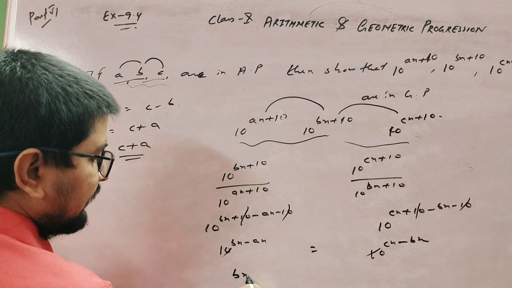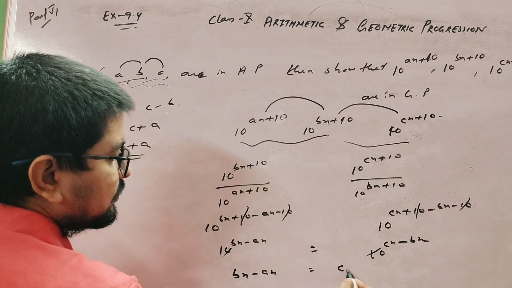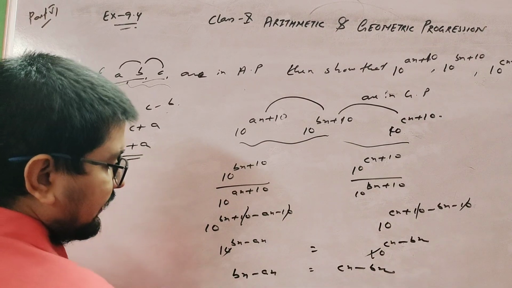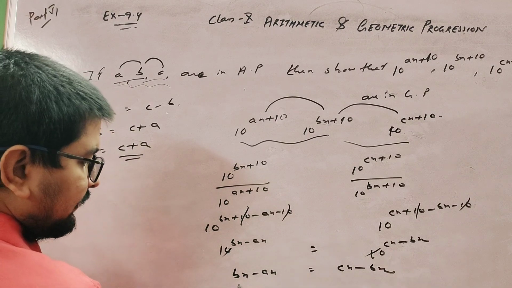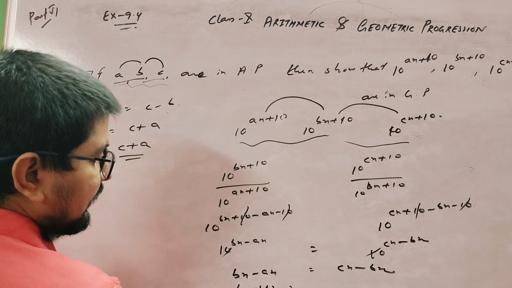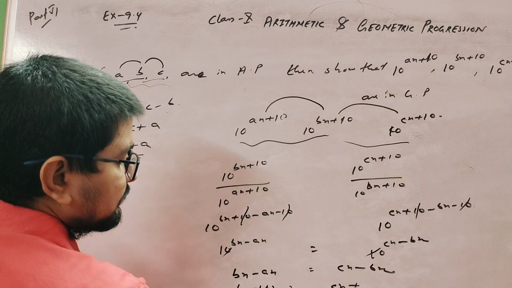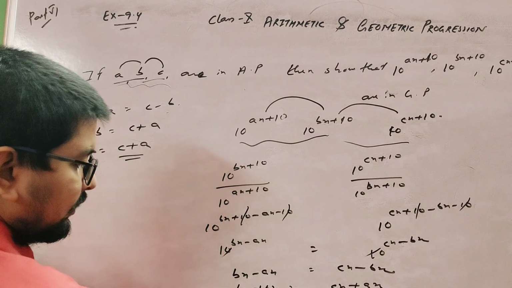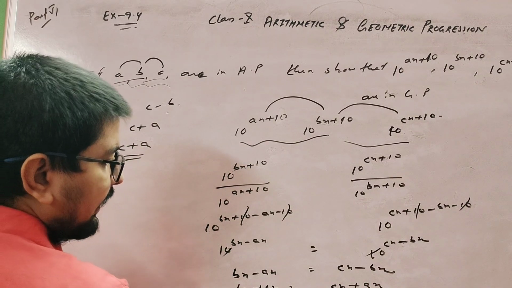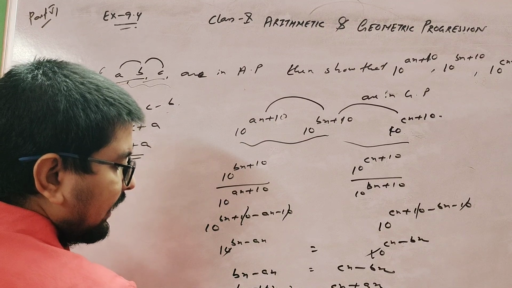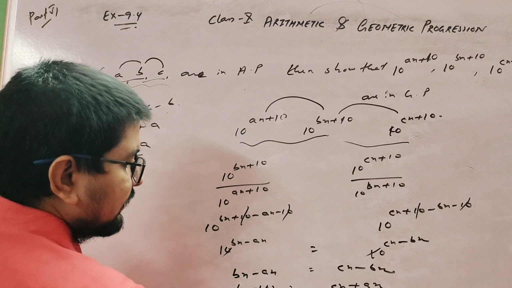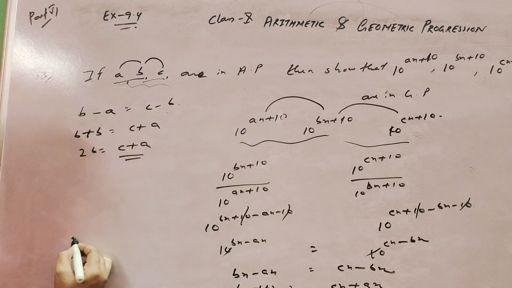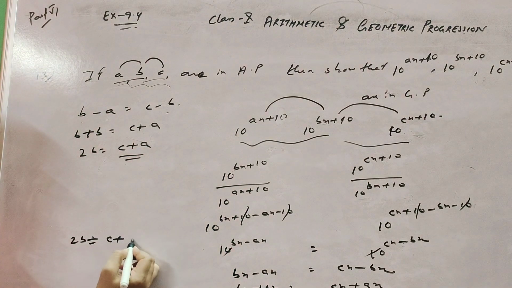Okay, so bx minus ax equals cx minus bx. So b comes to this side, that is plus bx, and here is cx plus ax. So 2bx, and here taking x common, we get c plus a. So x cancels, you see 2b equals c plus a.